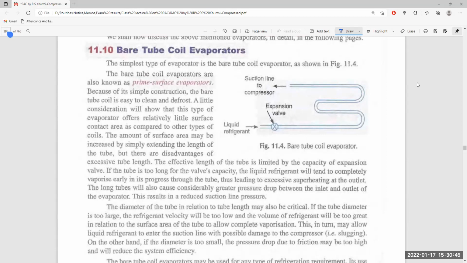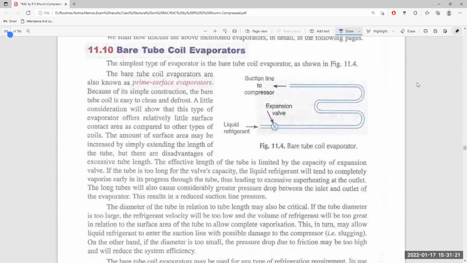So this is the simplest method of evaporator. It is easier to clean, and the amount of surface area can be increased by simply extending the length. But there are advantages and disadvantages. The effective length of the tube is dictated by the capacity of the expansion valve. If it is too long for the valve capacity, the liquid will tend to completely vaporize early in the process. Long tubes also cause considerably greater pressure drop between the inlet and outlet. This results in reduced suction line pressure.